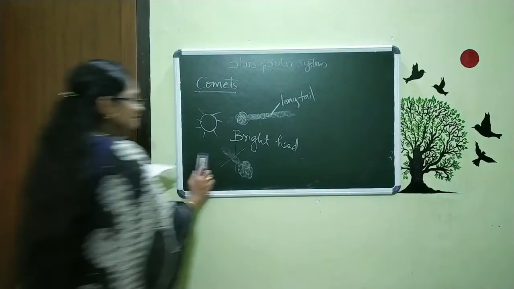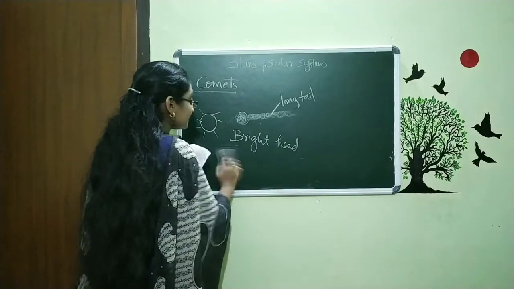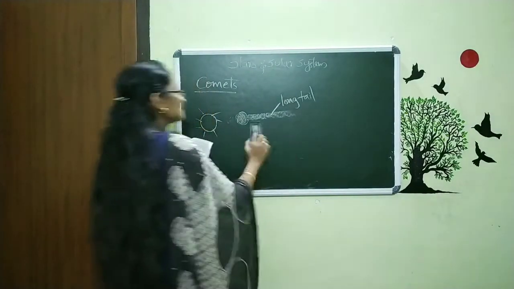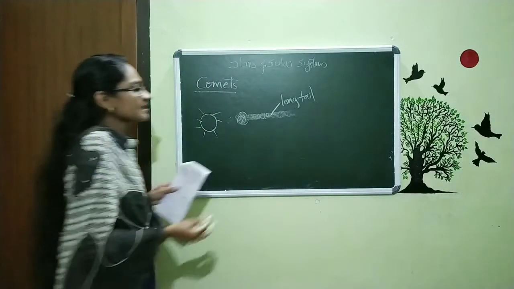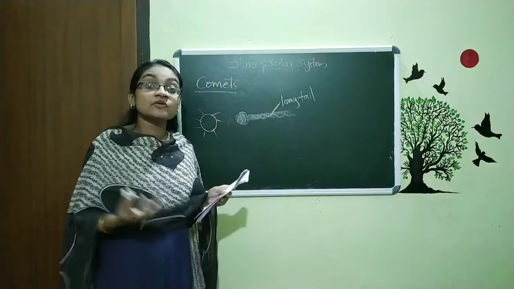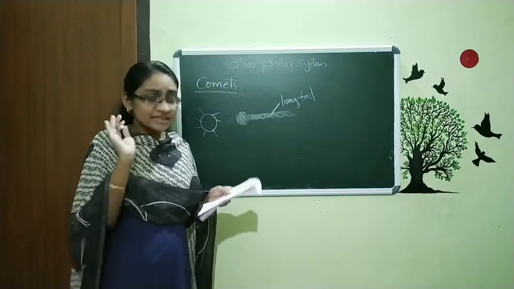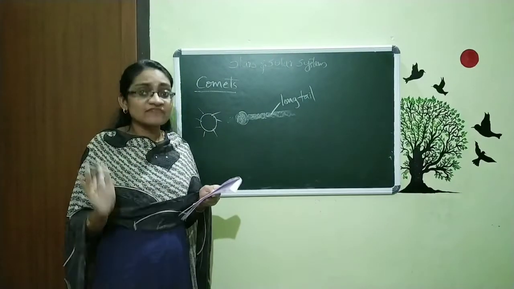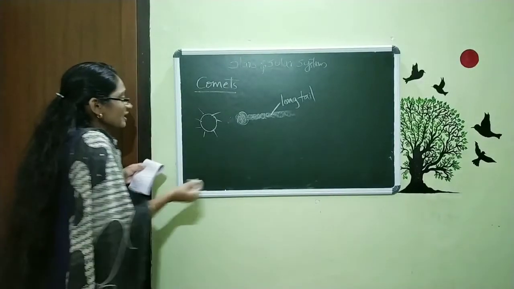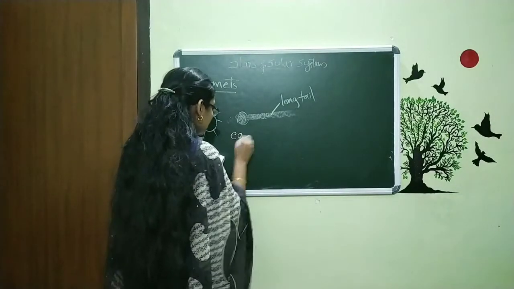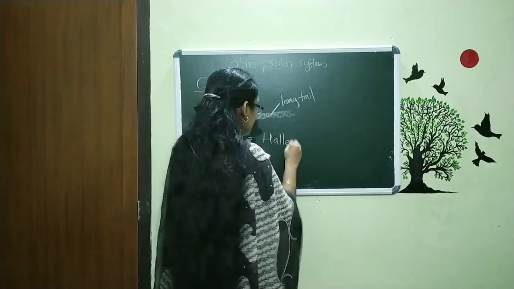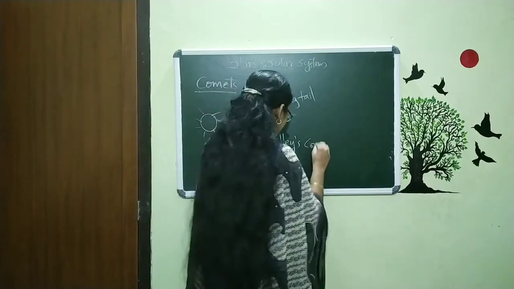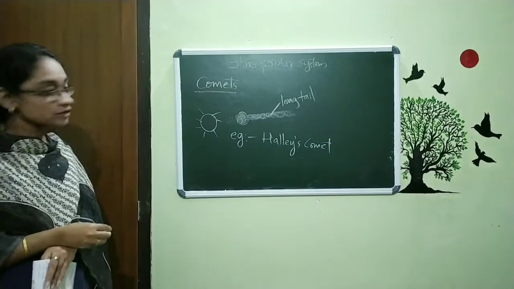And we can say this comet appears periodically. That means it will come at a regular time interval. That may be a large number of years or centuries. It depends upon each and every comet. And now we are going to study one comet. The example is Halley's comet. Halley's comet is the name of one comet.